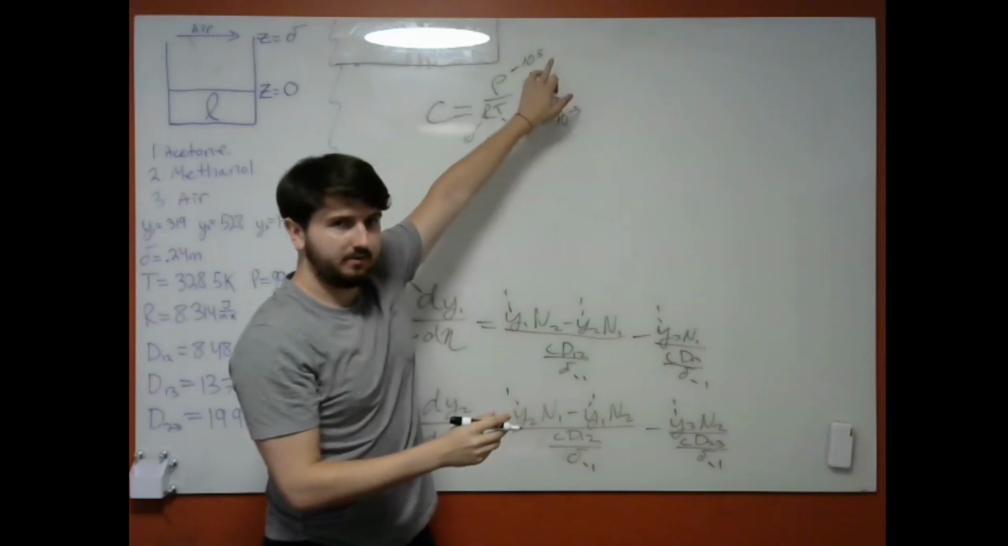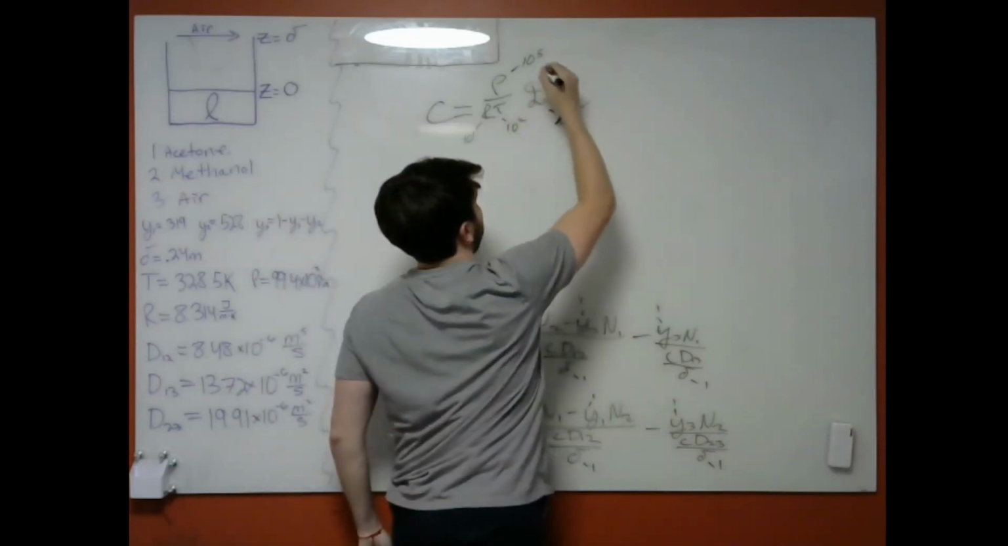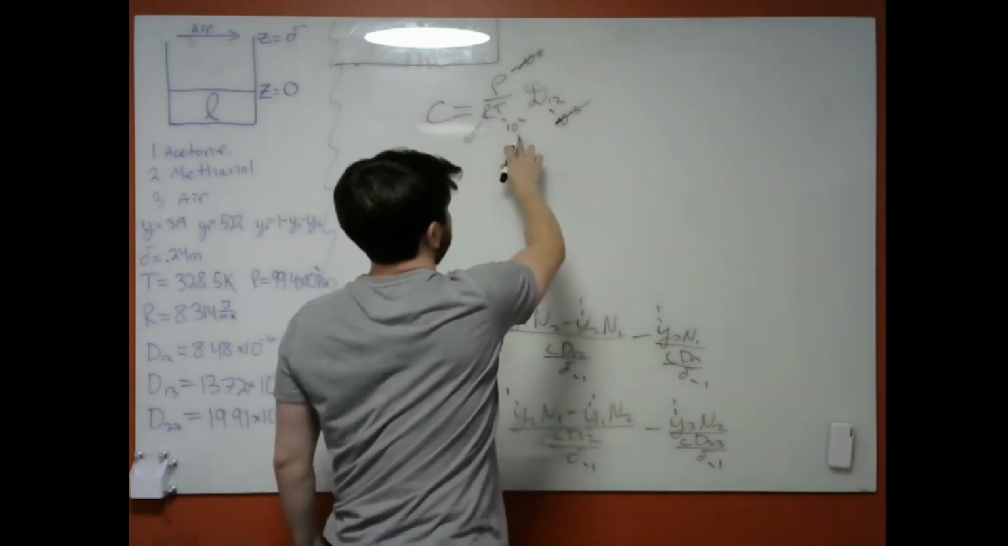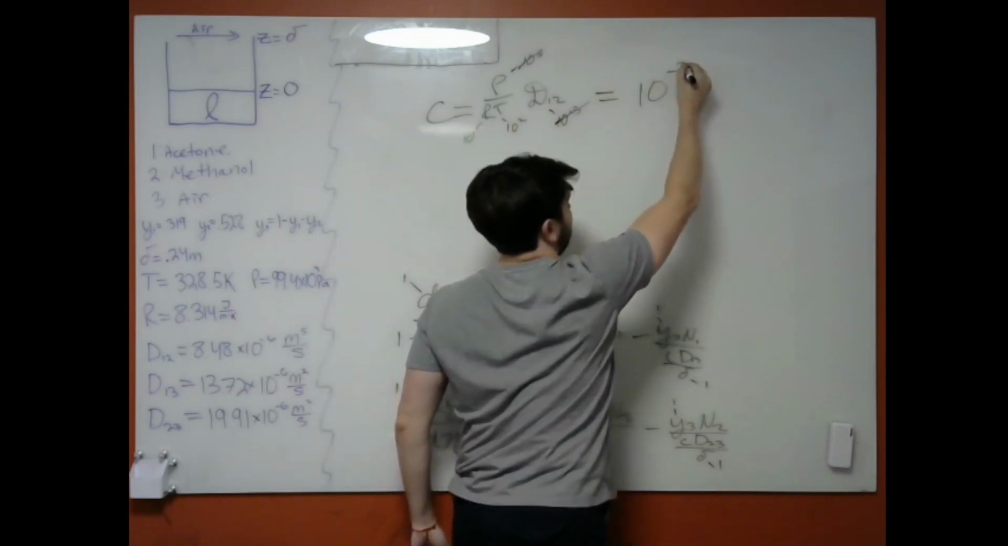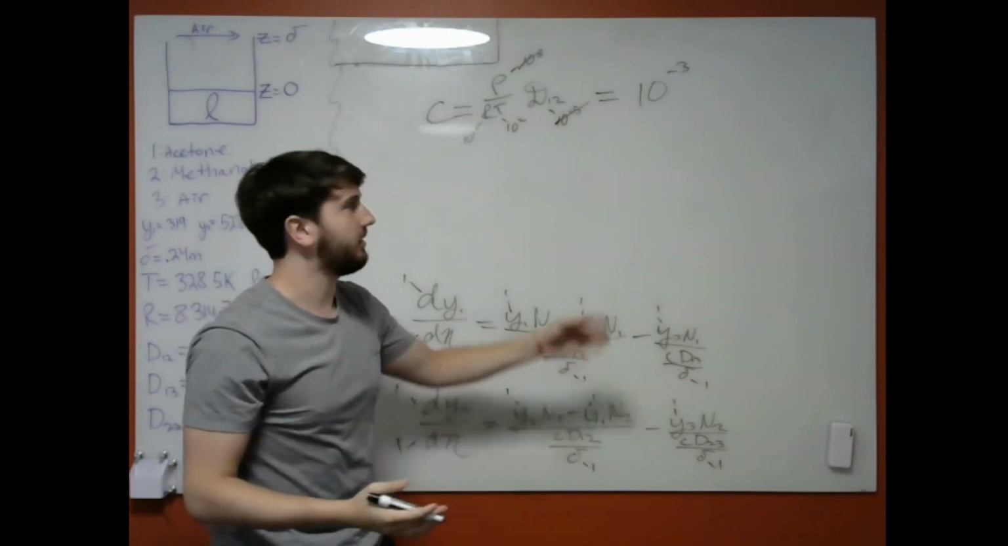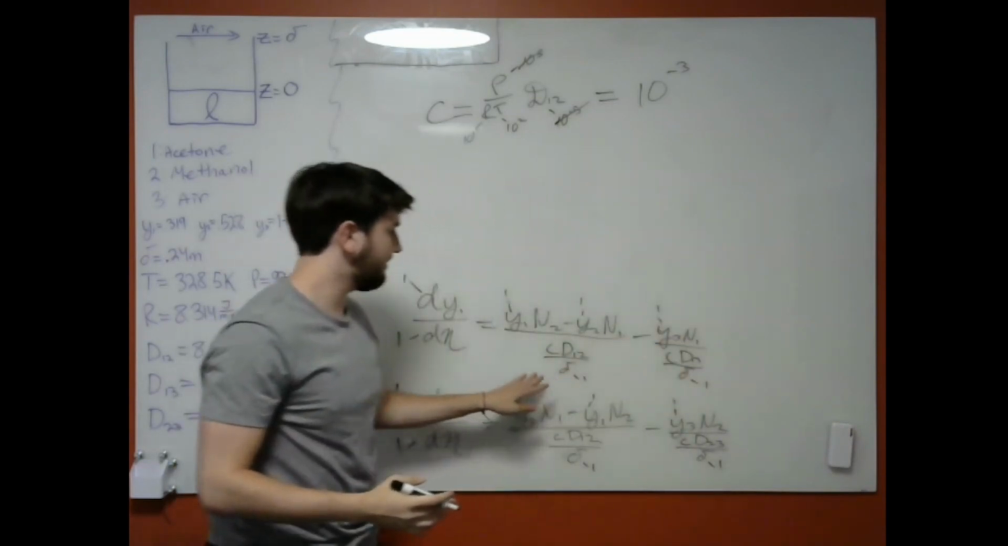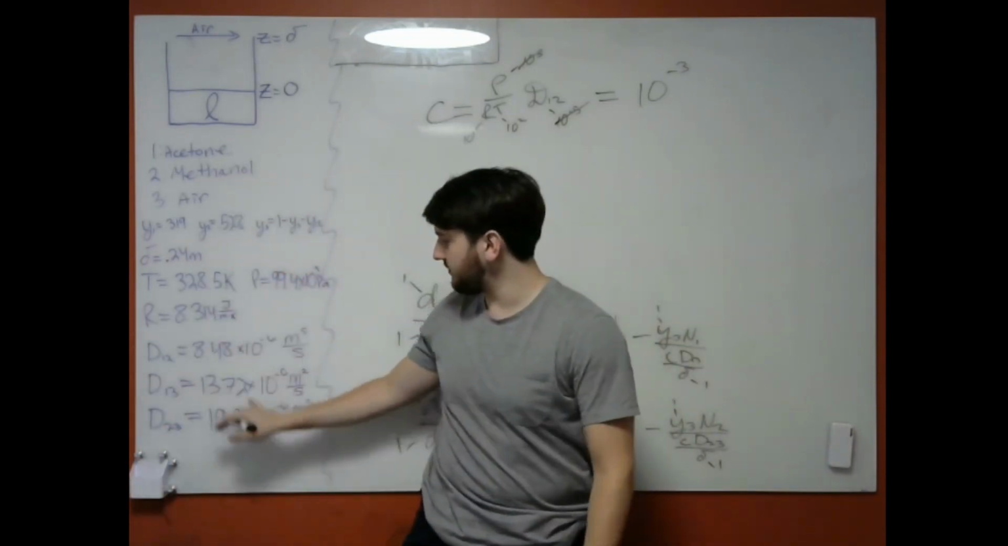Because it's 10 to the negative 5th and 10 to the 5th there, we cancel that out. We get that the concentration with these two values at the bottom has to have an order of magnitude of 10 to the negative third. That's great, we can put those in there, and we have these diffusivities right here.